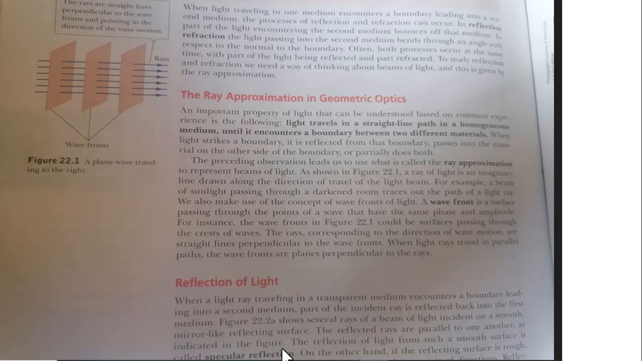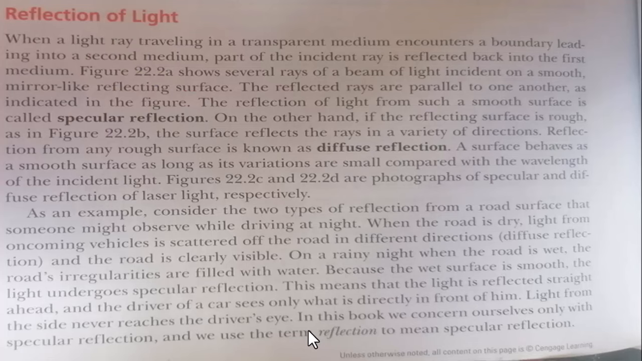For instance, the wavefront in figure 22.1 could be surfaces passing through the crest of a wave. Okay, that's fine. The rays corresponding to the direction of the wave motion are straight lines perpendicular to the wave front. When light rays travel in parallel paths, the wave fronts are planes perpendicular to the rays. And we can see exactly that.